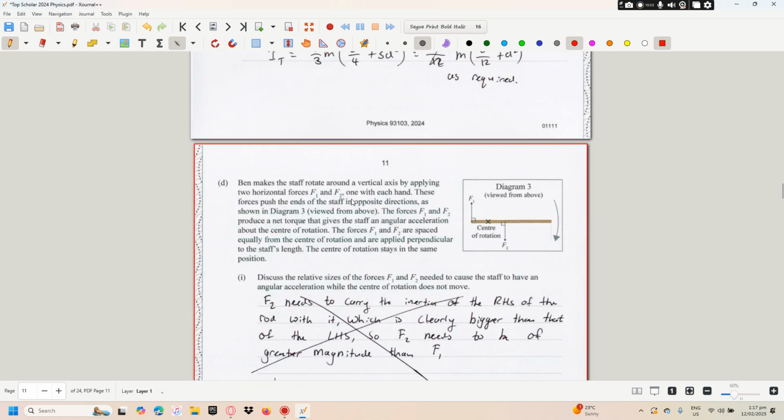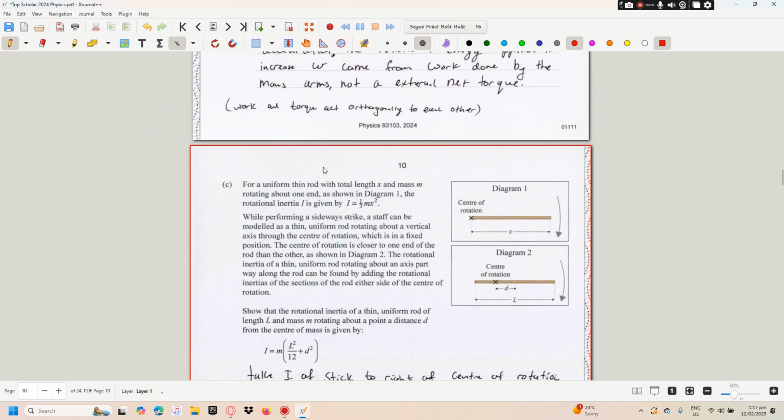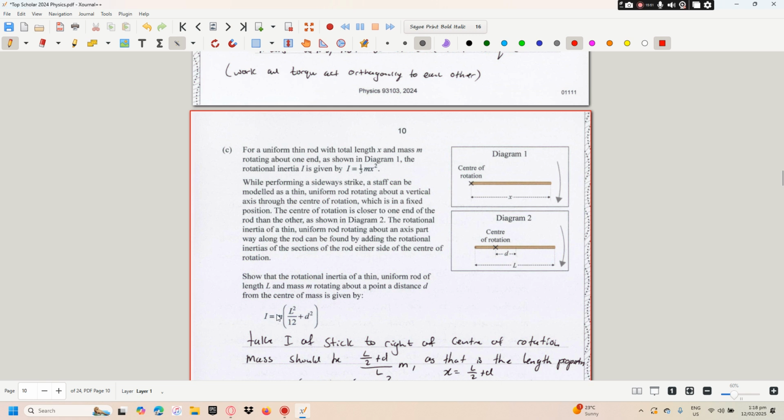Okay, on to what I would think is the hardest question in the paper, the rotational inertia question. This took me a while to get. Essentially, they tell you the rotational inertia of a stick of length x from a center of rotation on the edge is 1/3 mx squared. Then they give you this new stick with a center of rotation in the middle, d away, and you've got to show that the rotational inertia is this expression. And this looks very weird, right? Where does the 12th come from? D squared, L squared. Where did it come from?